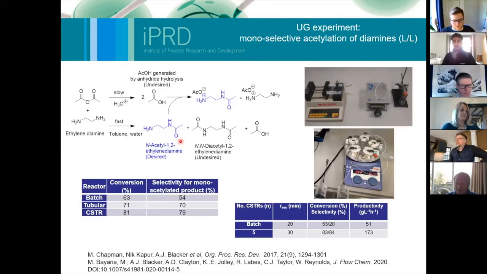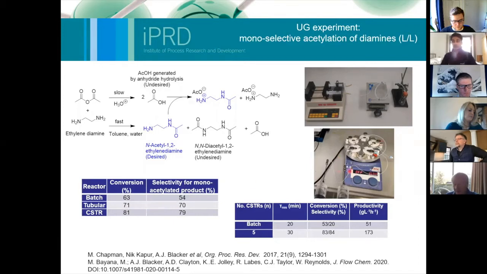We get the students to start with a batch reaction and generate the data there. So you can see in these tables, they're getting 63% conversion and only 54% selectivity for the monoacetylated product. And then we get them to test a tubular reactor, so the 2 syringe pumps, a T-mixer, and then just try to do the mixing within the tube. And they get a slightly better conversion, slightly better selectivity, but it's still not as good as we get in the fReactors.